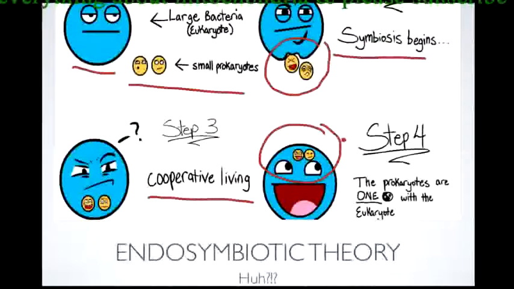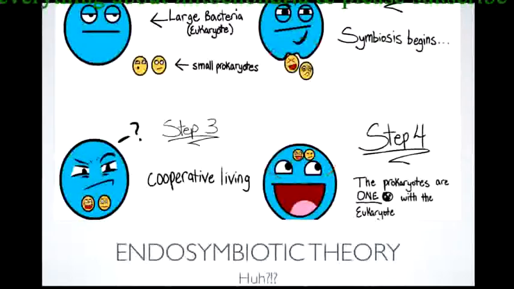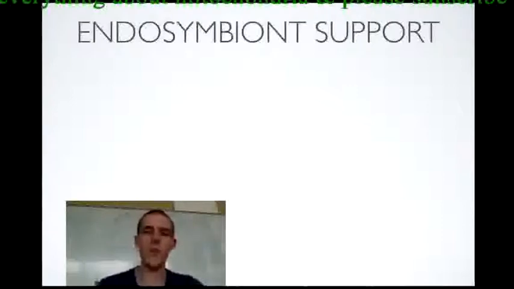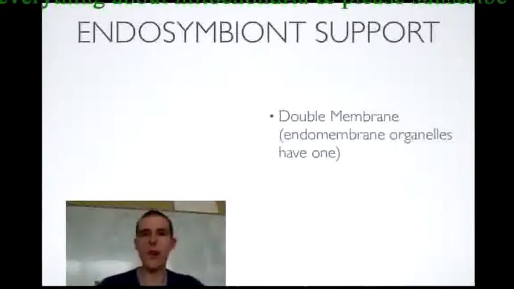I'm sure other theories will be advanced, but this one is pretty well accepted for several reasons. Let's talk about why. Here are some of the points that are used to support the endosymbiont theory. First one is that our mitochondria and chloroplasts have a double membrane. All of the other organelles we talked about in the endomembrane video have a single membrane. So double membrane versus a single membrane.